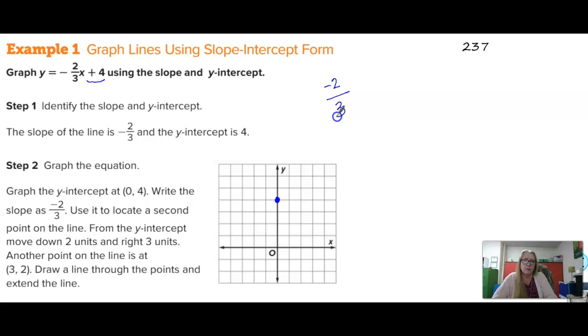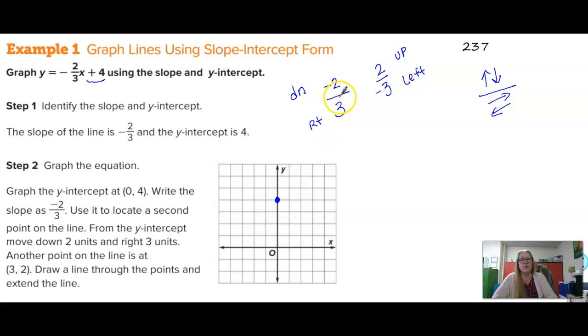With negative slopes, you can decide if you want the negative to be with the top number or the bottom number. If we're going to use this version, this says we go down 2, and it says we go right 3. This one says you go up 2, and this one says you go left 3. Keep in mind that the top number is always up or down, and the bottom number is always left or right. Up and right are always positive, down and left are always negative.